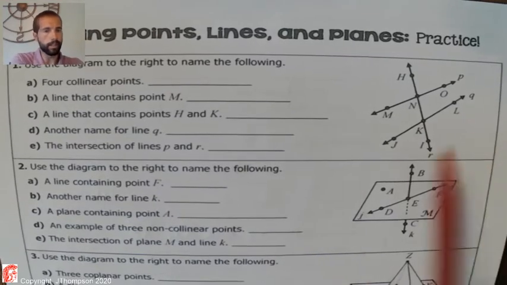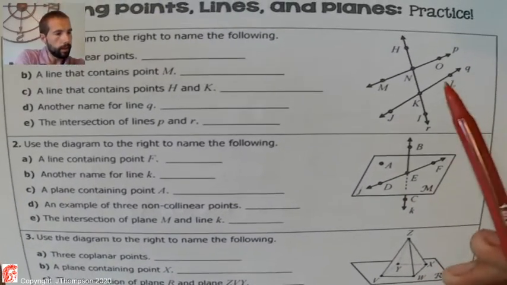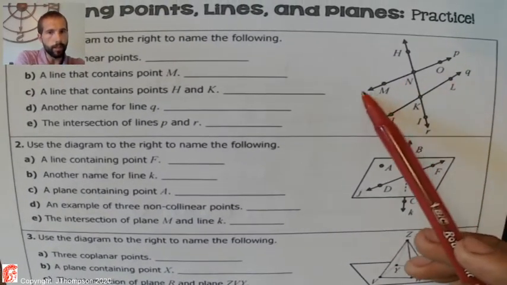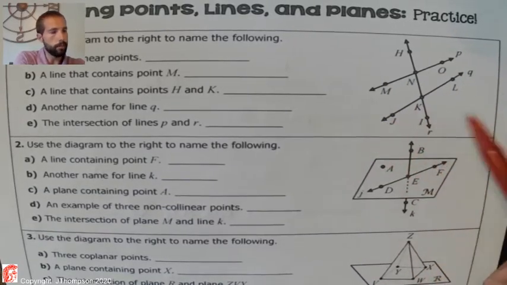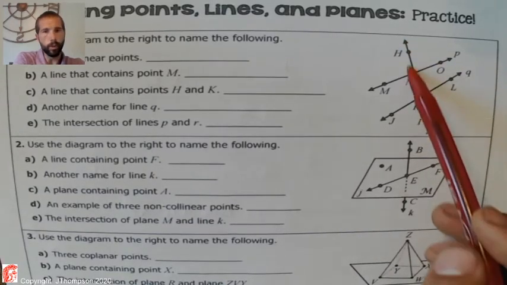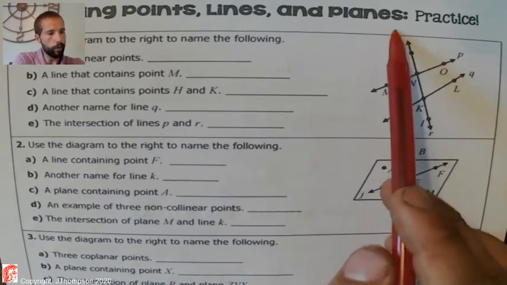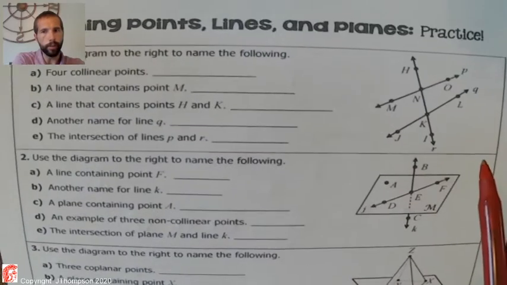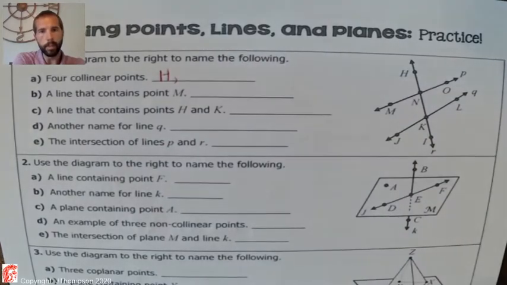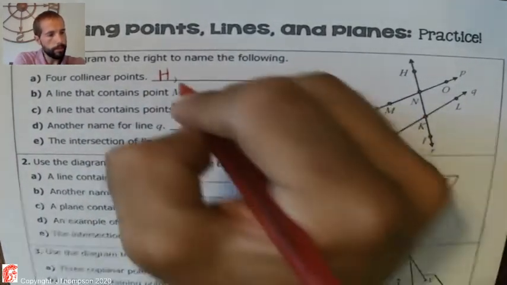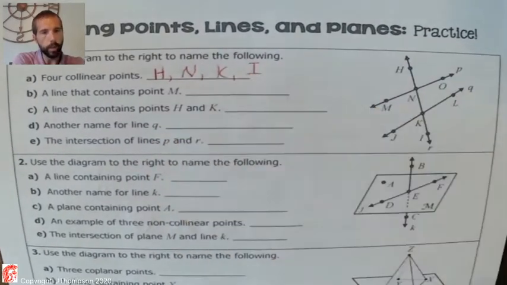So we have actually 3 different lines in this picture. So we have line P, but that only contains 3 points that are labeled. And then line Q, that only has 3 points. But then if we look at line R, it actually has 4 different points labeled: point H, point N, point K, and point I. All 4 of those points are in line with each other, therefore they're collinear. So the way that we list it is with commas in between each point. So point H, point N, point K, and point I are all collinear with each other.